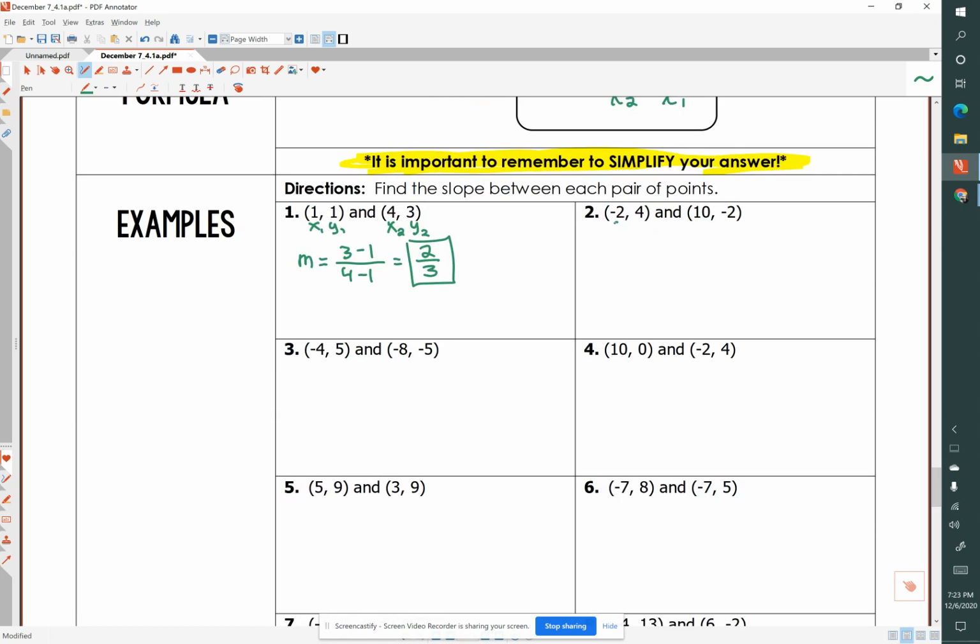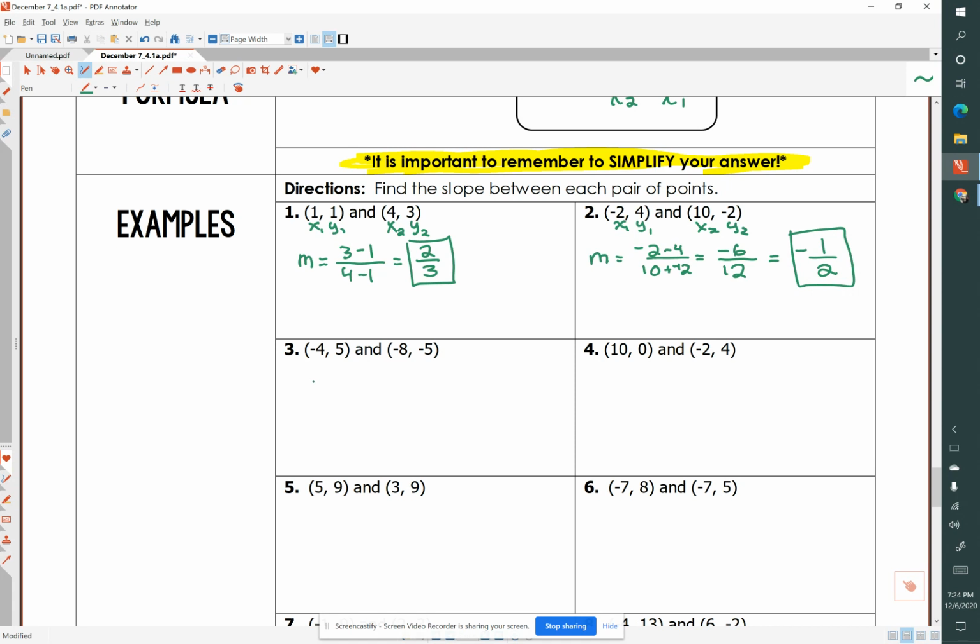So this will be my x1, y1, x2, y2. So m, you always use the variable m, equals -2 minus 4 divided by 10 minus a -2. Okay, we need to simplify that. -2 minus 4 is -6. Remember our rules. 10 minus a -2 is 10 plus 2, which is 12, which simplifies to -1/2.